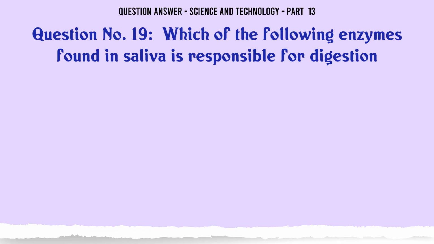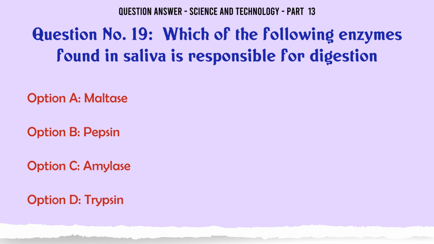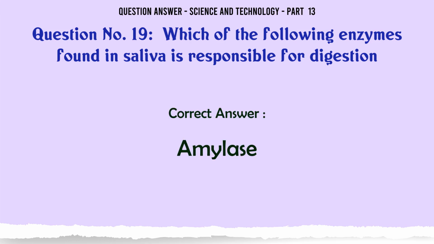Which of the following enzymes found in saliva is responsible for digestion? A. Maltase. B. Pepsin. C. Amylase. D. Trypsin. The correct answer is amylase.